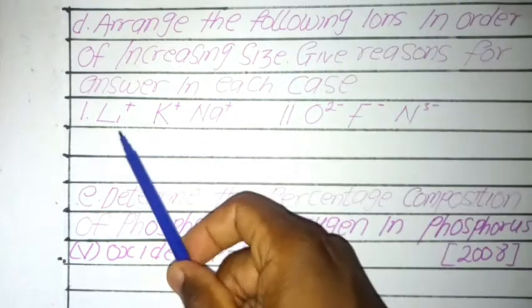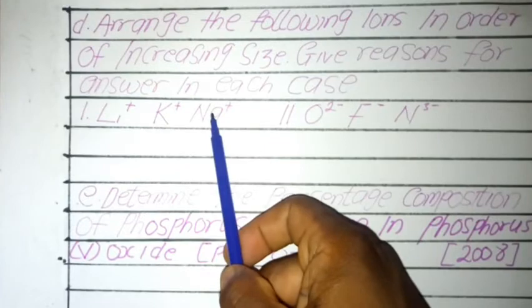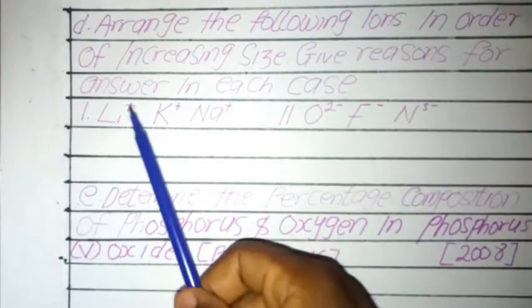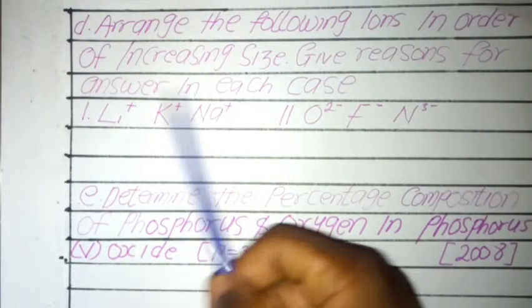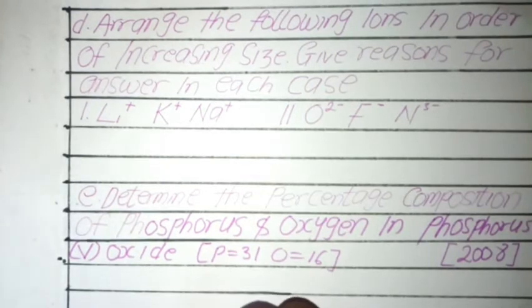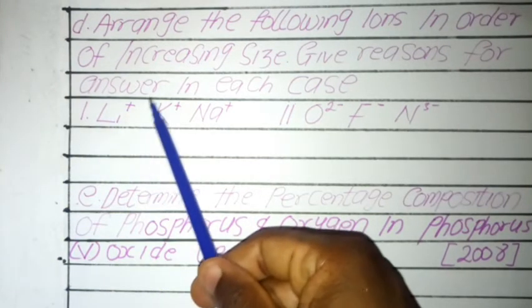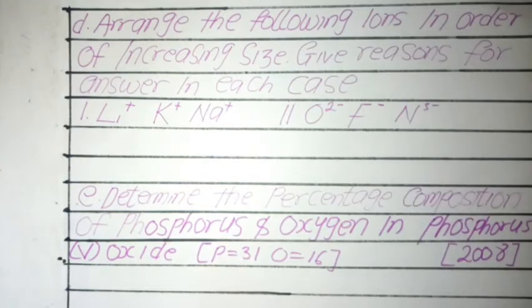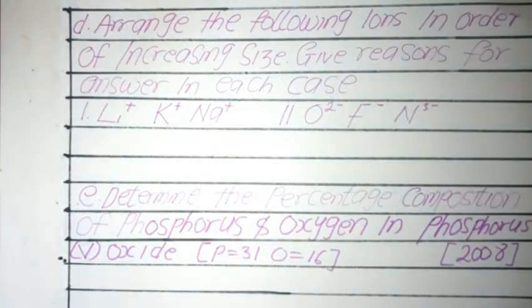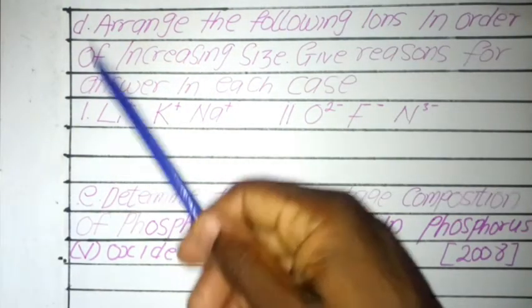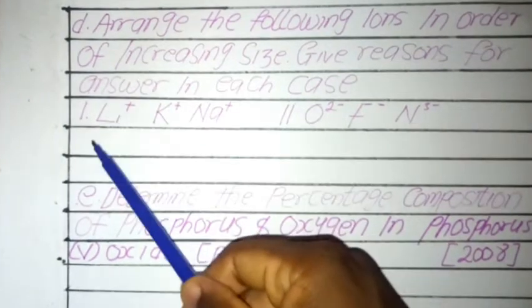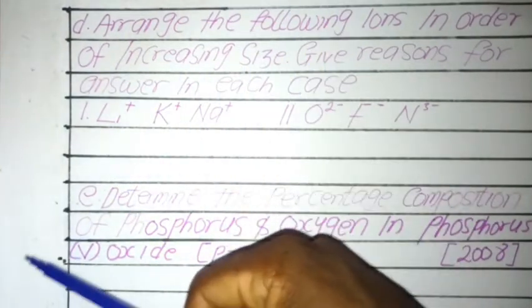Okay, let's look at the first one. Lithium, potassium, sodium. Notice that, of course, they have a charge of +1, right? And you know that all these elements are in group 1. In group 1, lithium is on top, followed by sodium, then potassium.